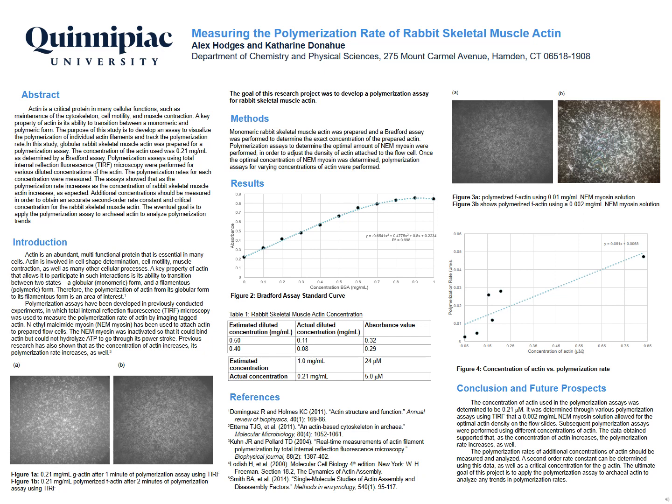Future prospects include measuring the polymerization rates of different concentrations of actin to further support our data. A second order rate constant and critical concentration for the G-actin are to be obtained as well. And the ultimate goal of this project is to apply the polymerization assay to archaeal actin to analyze any trends in polymerization rates.